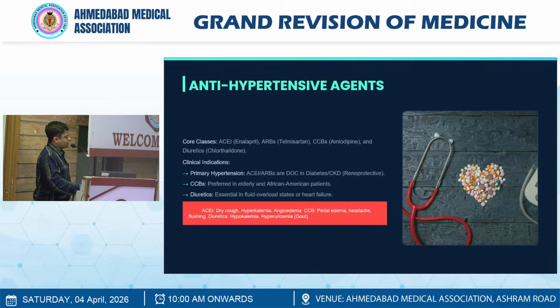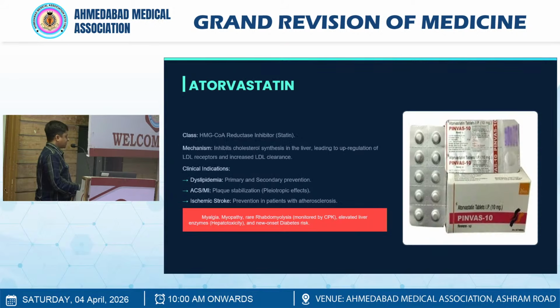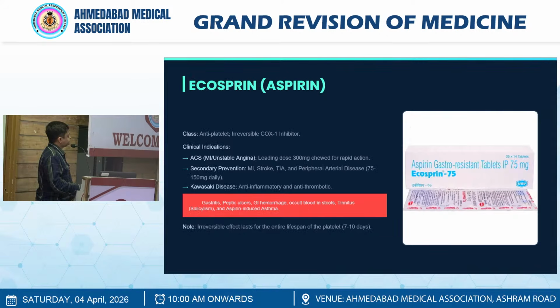Antihypertensives: these are the commonly used antihypertensives, ACE inhibitors, ARBs, CCBs or diuretics. Beta blockers are also used, which we will mention later. Atorvastatin is used in dyslipidemia, ischemic stroke, myocardial infarction.